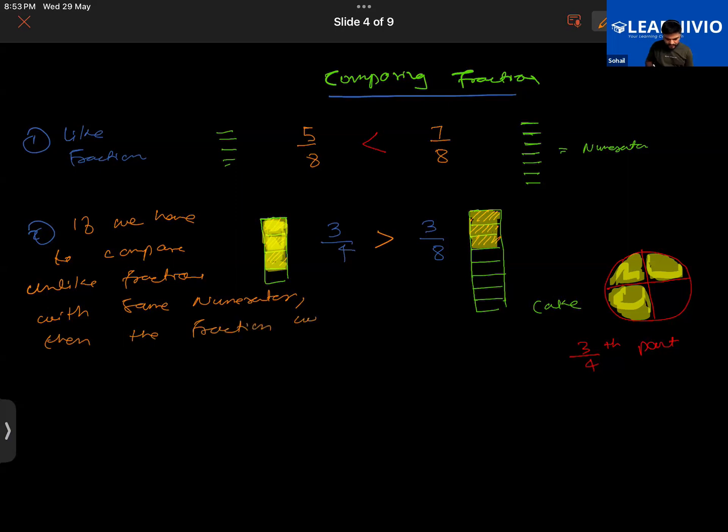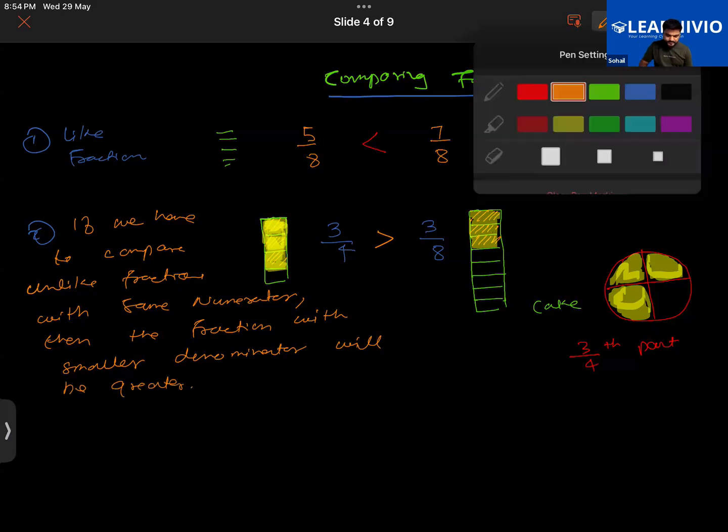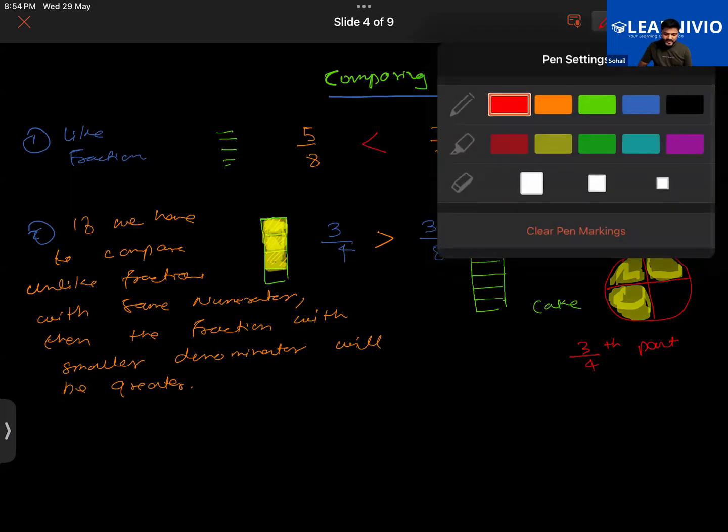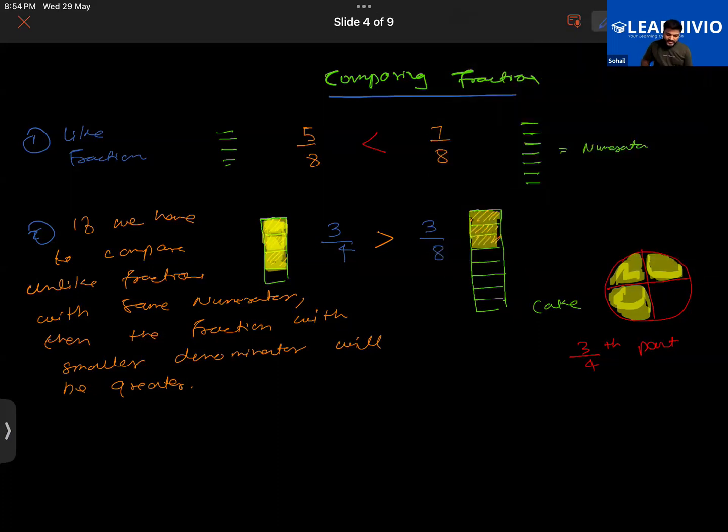Fraction. Then the fraction with smaller denominator will be greater. But how? Oh, okay. Answer this thing to me. Is 1 upon 2 bigger or is 1 upon 4 bigger?